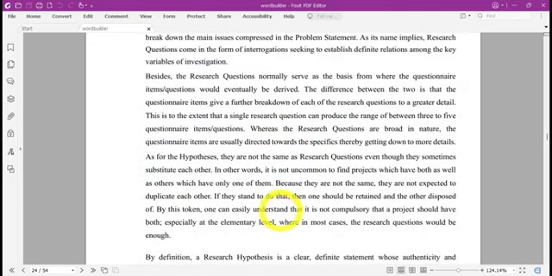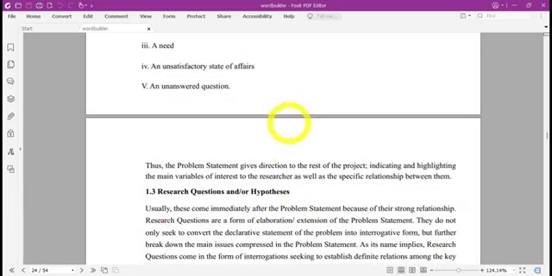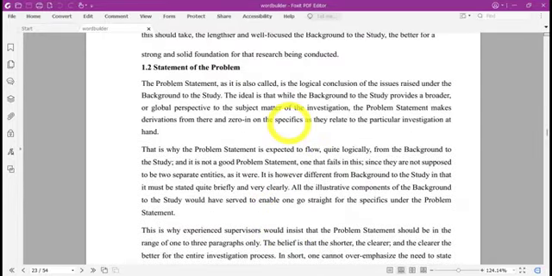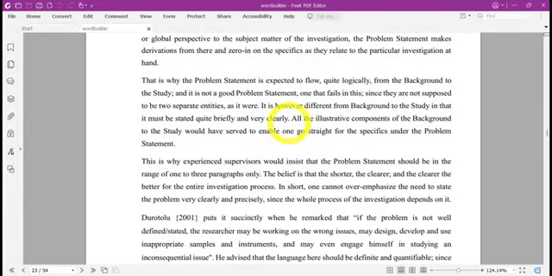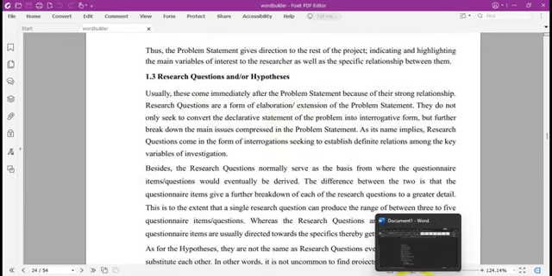Okay. We go to the next one: research questions and/or hypothesis. Usually, these come immediately after the problem statement. Okay, we've written the statement of the problem. Let's write research questions or hypothesis.